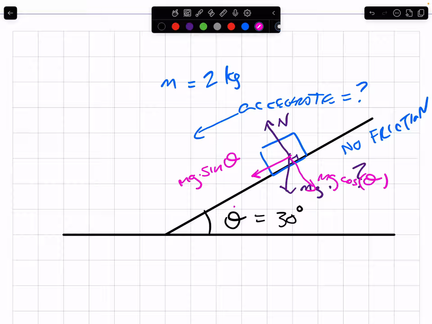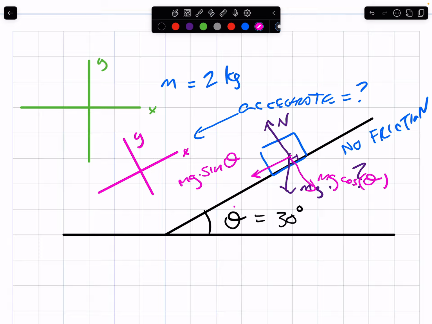To do this problem, I know you guys are used to drawing free body diagrams where we have an xy like this. For problems on inclined planes, our xy is drawn like this. So the axis is tilted for this problem. Now downward becomes the positive direction.